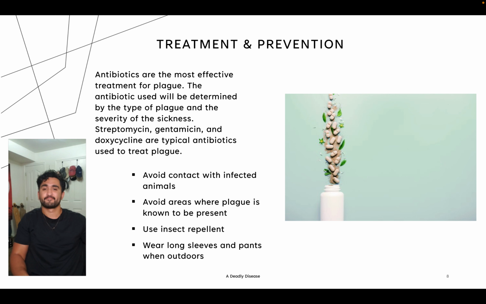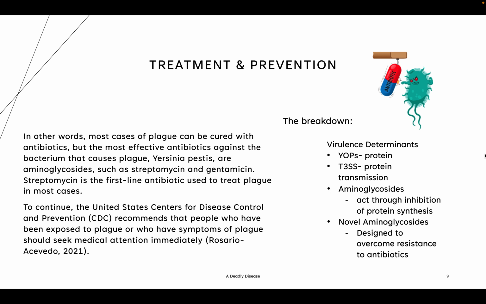So because of its virulence determinants and its resistance to a lot of other medicines and the immune system, doctors, scientists, and our technology today have created what's called aminoglycosides, which is a type of antibiotic used to halt the protein synthesis of the bacteria. This will stop those proteins from attacking the cells and halt it from spreading throughout the rest of the body.